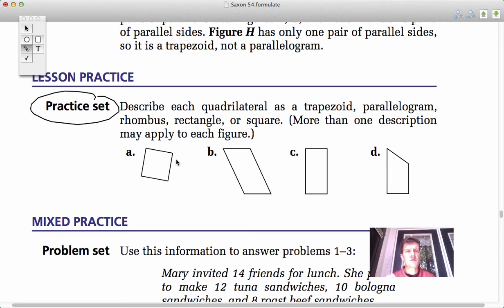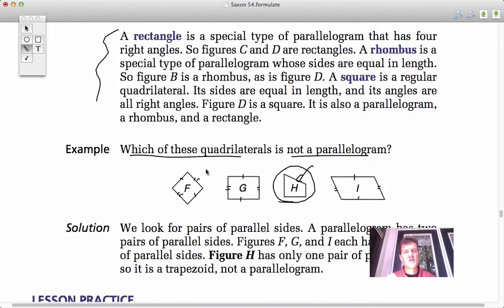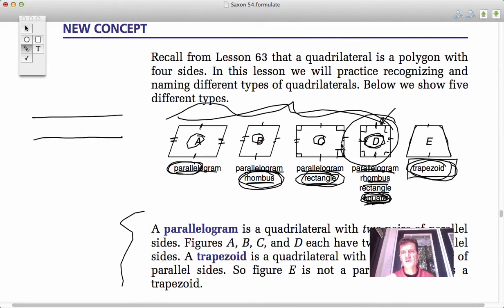A little practice here. Now, you can give these objects more than one name if it qualifies. Meaning, A, you'll notice that if we were to best estimate the angles here, it looks like they're all 90 degrees, and all of the four sides look like they are equal in length, and opposite sides are parallel. So this would be a parallelogram. It would also be a rhombus, and it's a rectangle, and it's a square, just as was explained up here for D.